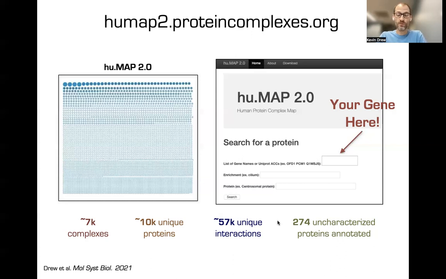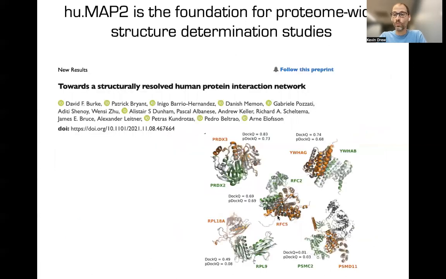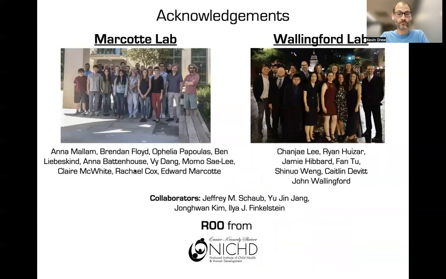And again, this is a resource for the community to use, and so we're really excited to see people starting to use it. One example that we found in the literature is from Arne Elofsson's lab, where he's using hu.MAP2 as the foundation for his proteome-wide structure determination study, where he's using AlphaFold 2 to predict the structures of many complexes, and using hu.MAP2 as a basis for that. So we're really excited about how hu.MAP2 is being used in the community.